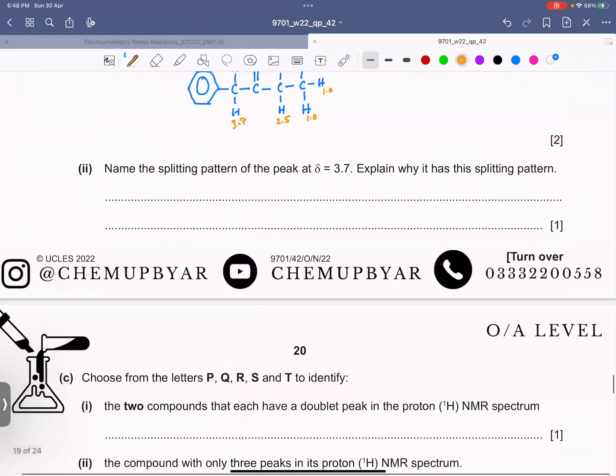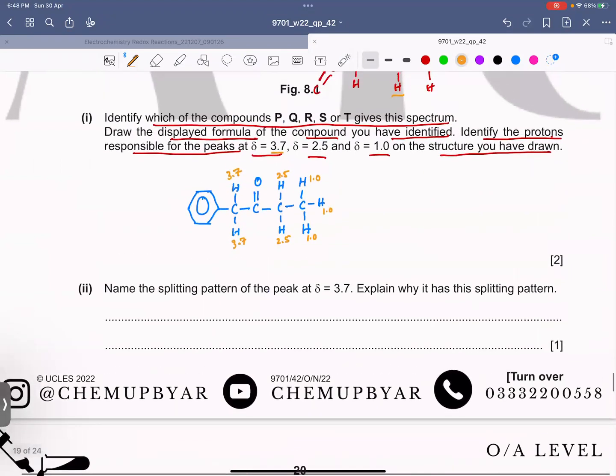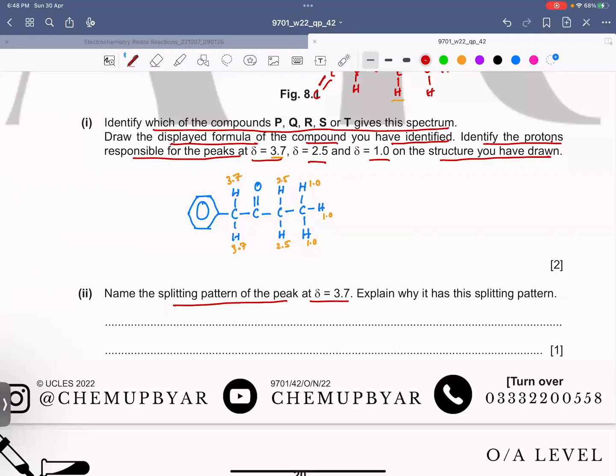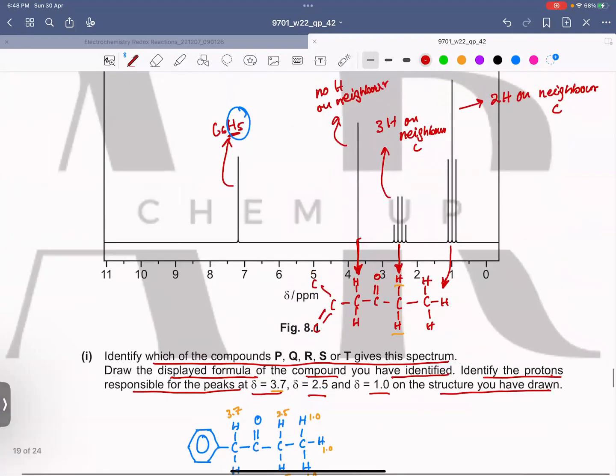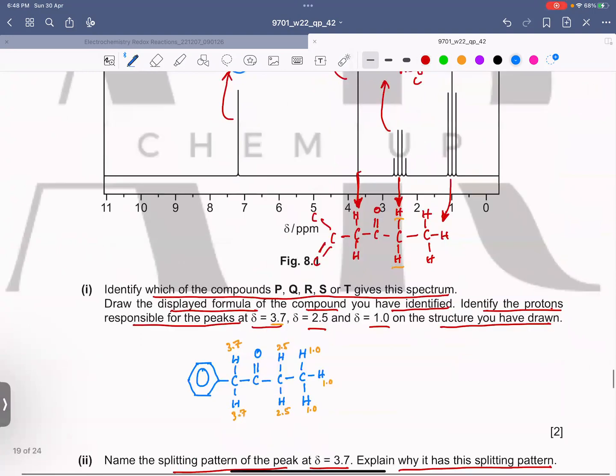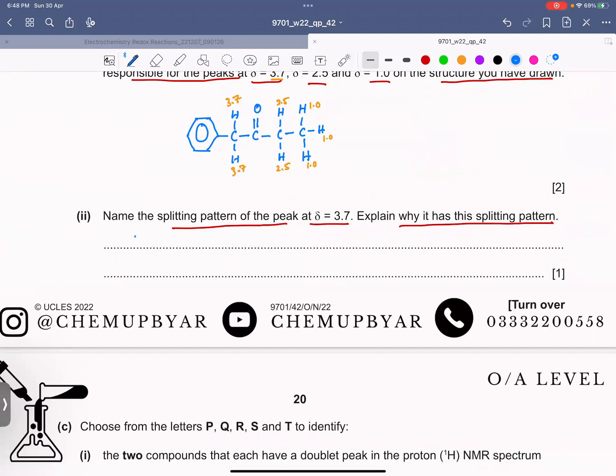Okay, now what they are asking: name the splitting pattern at chemical shift 3.7 and explain why it has this splitting pattern. So we have decided that it's a single peak at 3.7, right? Which means we name this splitting pattern singlet. And why does it have this splitting pattern? So the reason is on neighboring carbons, there is no hydrogen.